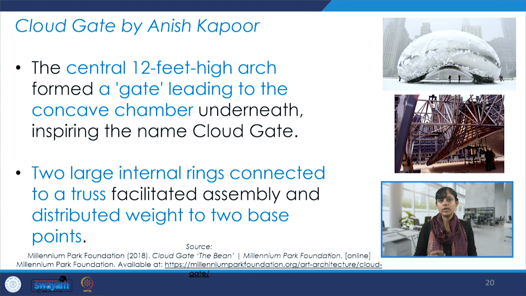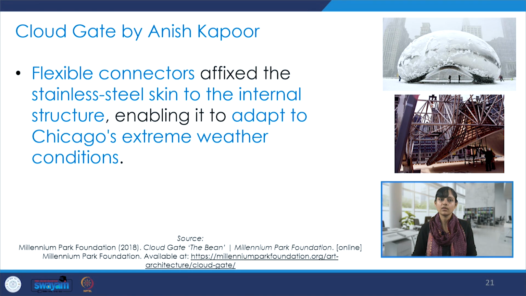The central 12 feet high arch formed a gate leading to the concave chamber underneath, inspiring the name CloudGate. Two large internal rings connected to a truss facilitated the assembly and distributed weight to two base points. Flexible connectors affixed the stainless steel skin to the internal structure, enabling it to adapt to Chicago's extreme weather conditions.